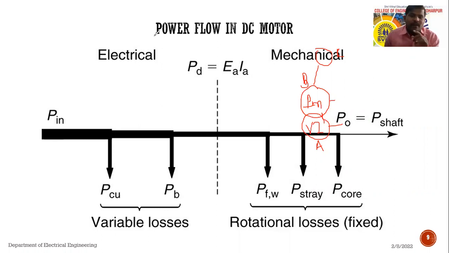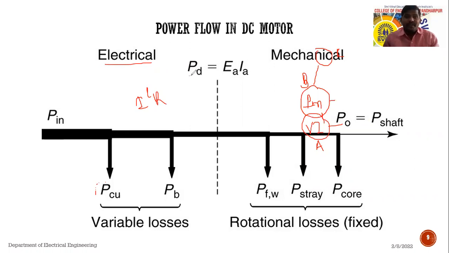Firstly, I think you people know the generator power stage. Similarly, the reverse of that is nothing but the motor power stage. Electrical power input is P in, that is the input power fed to the motor. After that, the copper losses, that is PCU, because it has some resistance. Due to that resistance, I square R is nothing but copper losses.